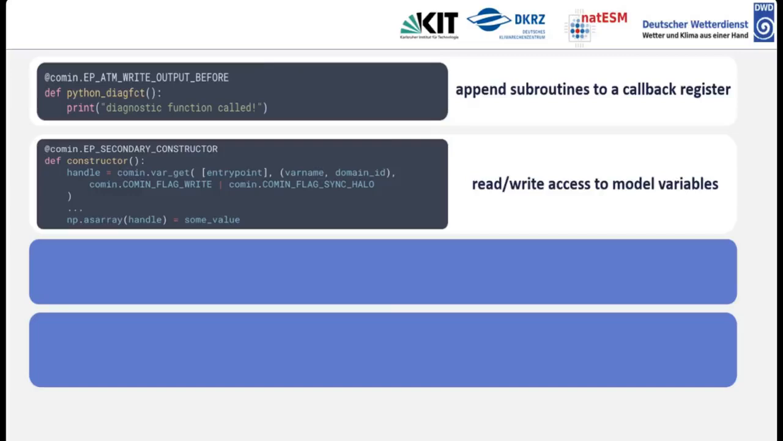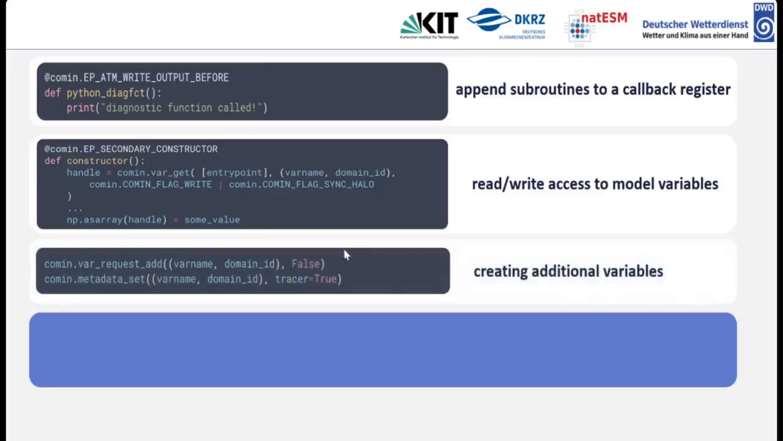So here, in the so-called secondary constructor, you can access a model variable with read or write access. So you can read a model variable, or you can also write to a variable that you get from ICON. So here, for example, we specify the name and the domain ID, so for which domain we want to access the variable, and then we set some access flags. For example, here I say I want to have write access to this variable, and I want it to be halo synchronized after I write to it.